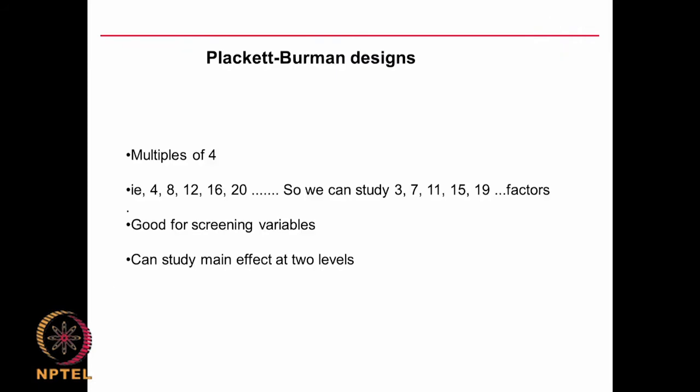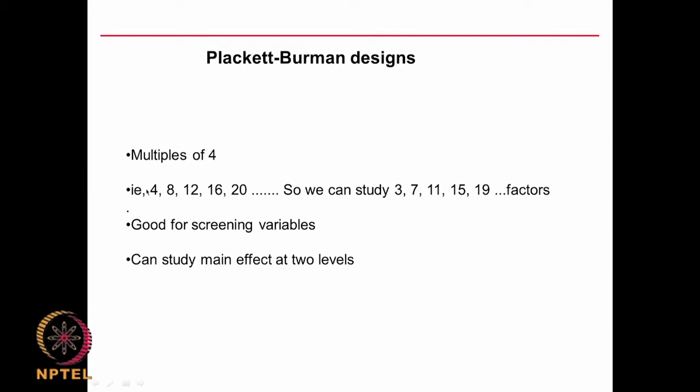There is another design which is also a screening design. It is useful if you have a lot of parameters and you want to screen them quickly, and shortlist only a few important ones, and that is called a Plackett-Burman design. So generally it is a multiple of 4: 8, 12, 16, that means you have to do either 4 experiments or 8 experiments, 12 experiments, 16, like that.